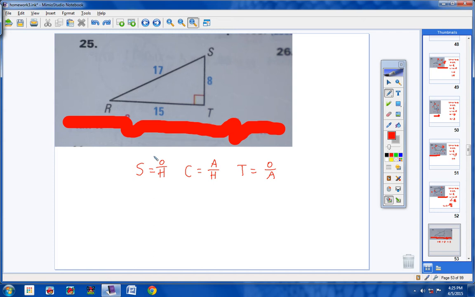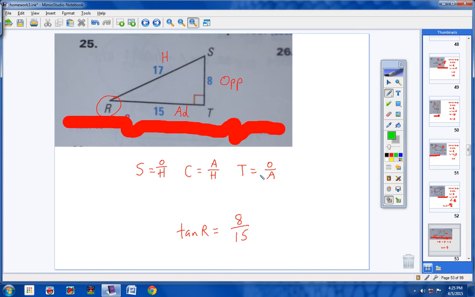So first of all, in the directions they want us to find the tangent of R. So circle R, go straight across. This is your opposite. 90 degrees, go straight across. This is your hypotenuse. And this is your adjacent side. Please always do that for students. Listen to me. Circle the angle you're dealing with, then label all 3 sides, okay? Alright, so tangent of R, opposite over adjacent, okay? So opposite is 8. Adjacent is 15. So the tangent of R equals 8/15, okay?